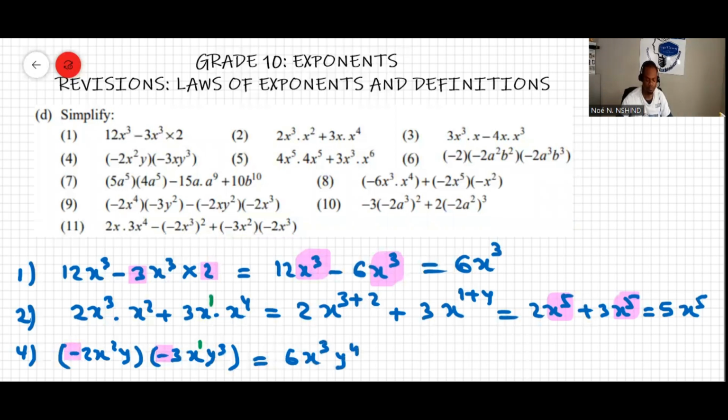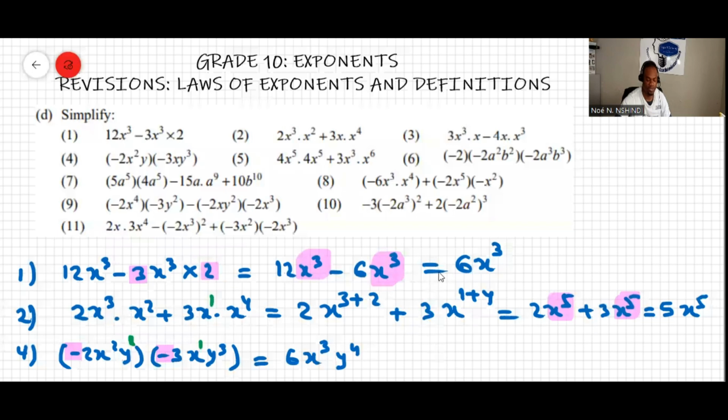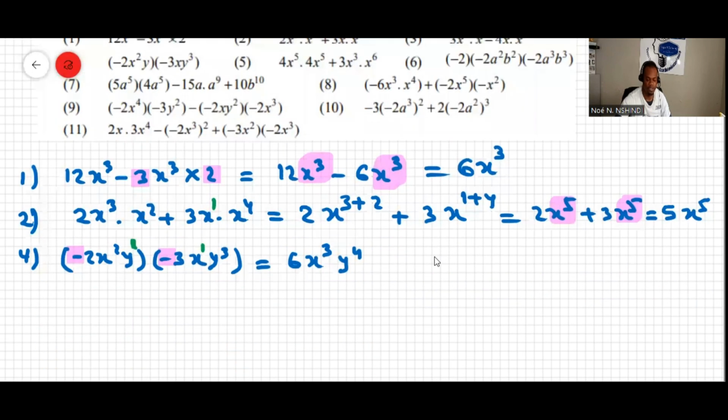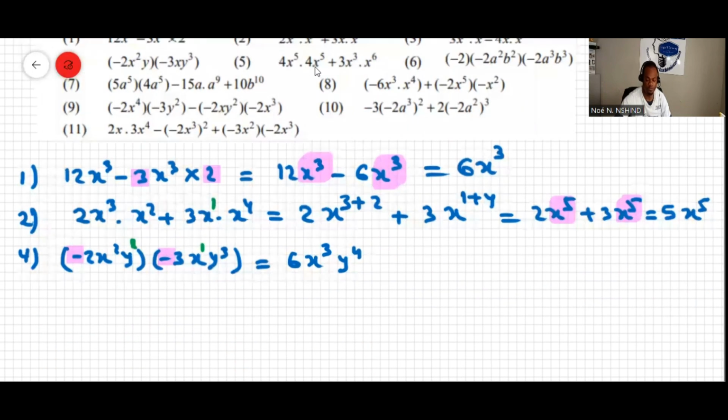Okay. So we add 2 plus 1, it makes 3. And then there, the power is 1 also. 1 plus 3, 1 here plus 3 makes 4. That was question 4. And then I'll leave question 5 for you and question 6 also. Now we're going to do question 7.